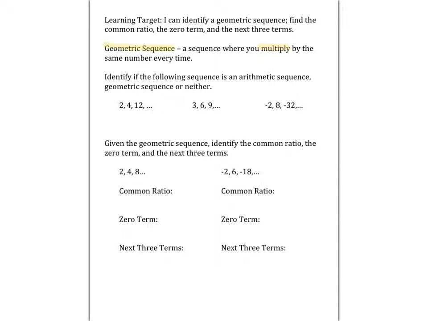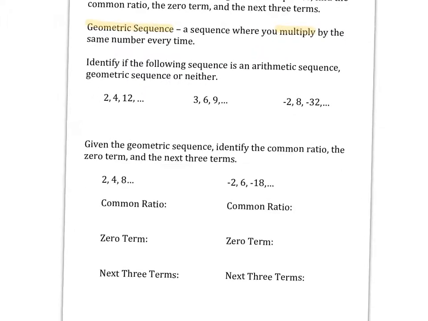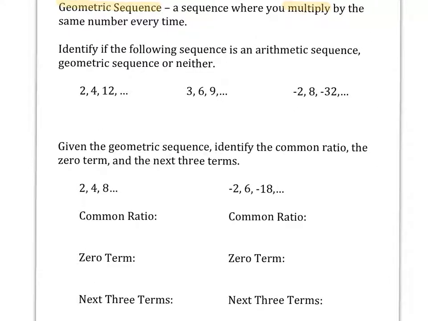So let's go through and identify if the following sequences are arithmetic, geometric, or perhaps neither, so there's no pattern that can be seen. So 2, 4, and 12. Well, between 2 and 4, we're adding 2 or we're multiplying by 2, right? But between 4 and 12, we are not adding 2 or multiplying by 2. So since there is not a common pattern between all of these numbers, this is neither arithmetic nor geometric.